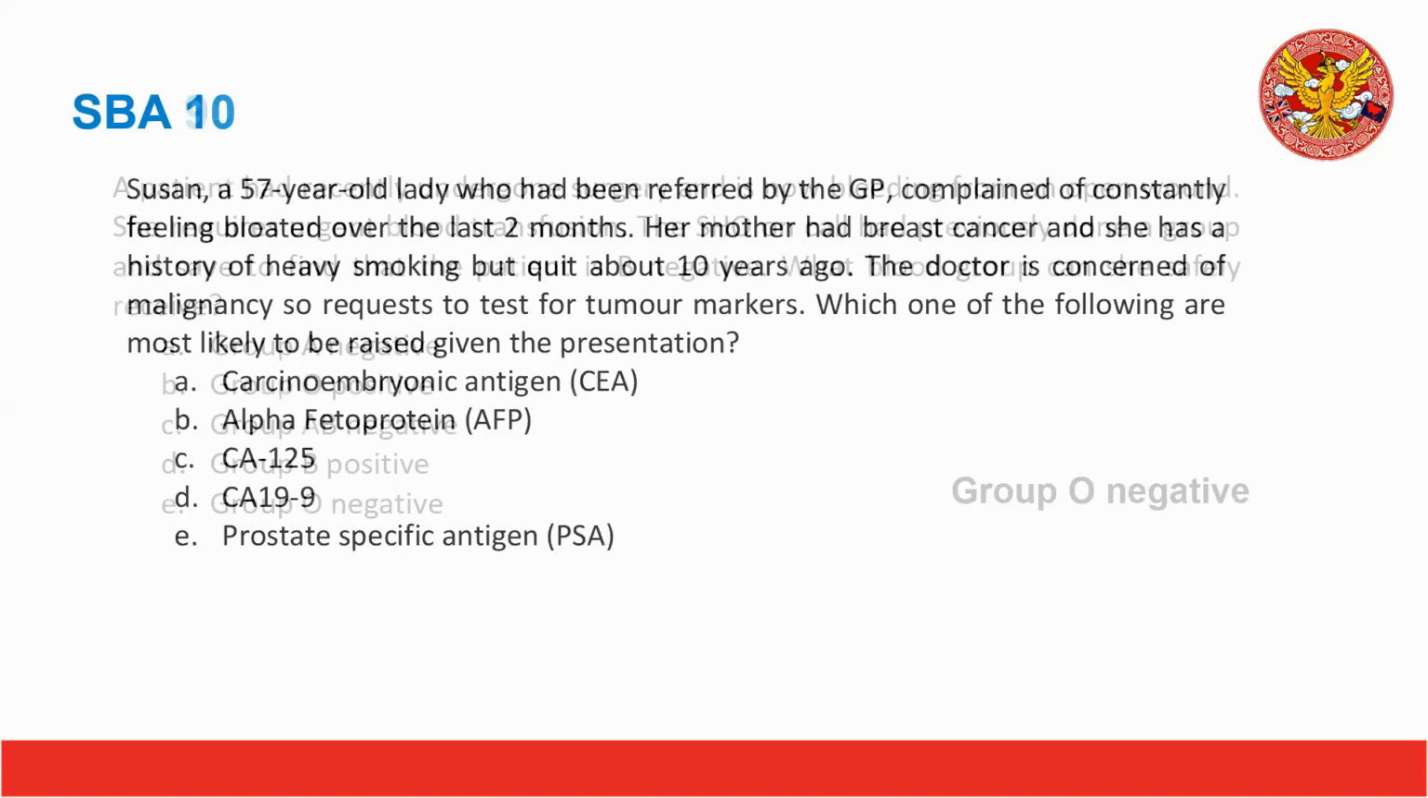And finally, for the last question here, I just want you to recognize a cancer marker that you might see in this patient. The main thing here is that there's a past history of breast cancer, heavy smoking, quit about 10 years ago, complained of feeling bloated, so there's abdominal pain.